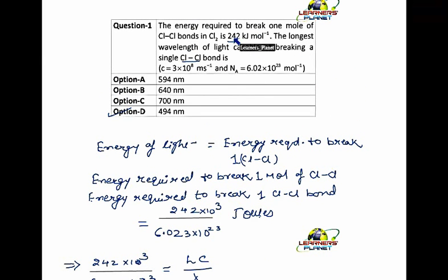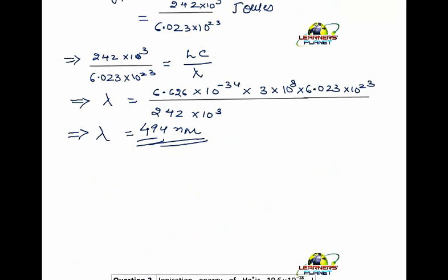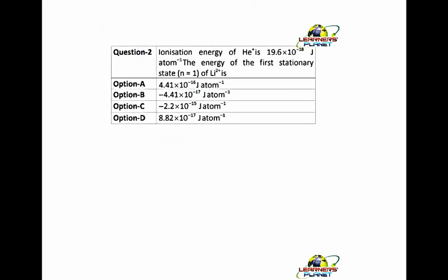What was provided? It was provided that the energy required to break 1 mole of bond is given here, and you are asked to find out the energy required to break 1 Cl-Cl bond. That's it, right? And here students, the marking scheme in this was +4 and -1, right? Now let's take up our next question here.